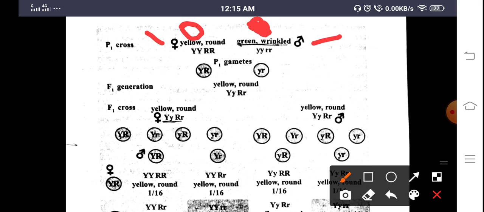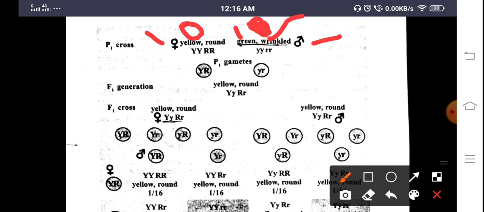Color we are taking, shape we are taking. The seeds of the two plants are crossed by two characteristics. One is the color of the seed, another one is the shape of the seed. Because we are taking two characteristics, it is generally called dihybrid cross. Now capital Y indicates yellow, capital R indicates round. Small y indicates green color, small r indicates wrinkled, meaning a folded seed.